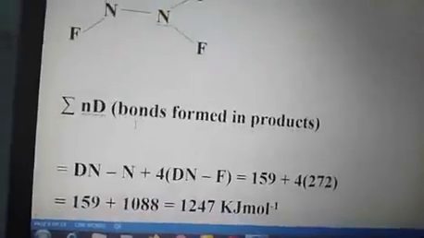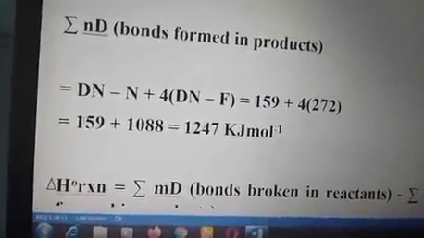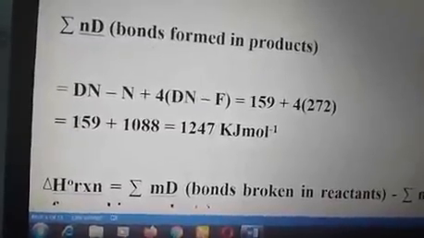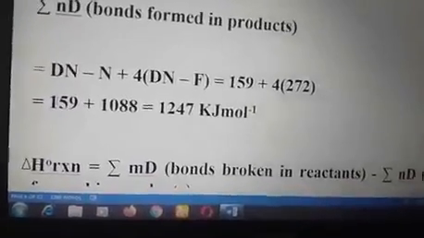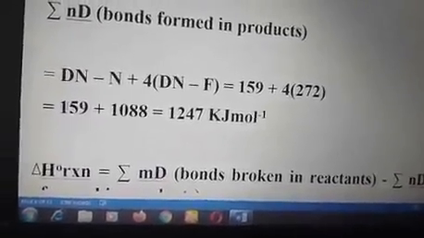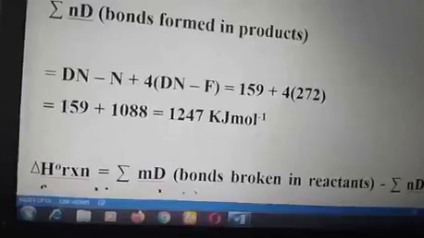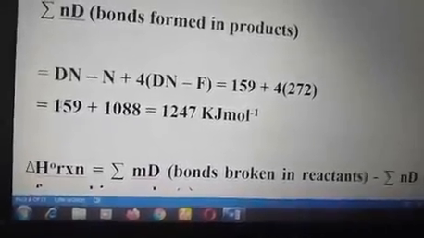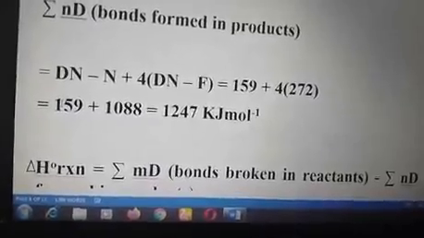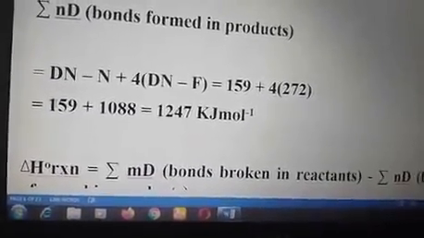So the total bond energy in the product becomes D of N to N single bond plus 4 times D of N to F single bond. The bond energy for the nitrogen to nitrogen single bond given to us is 159 in the data, and the bond energy of the nitrogen to fluorine single bond is 272 multiplied by 4, since there are 4 of such bonds. We solve 159 plus 4 times 272, which gives us 1088. Adding the 159, that will give 1247 kilojoules per mole.